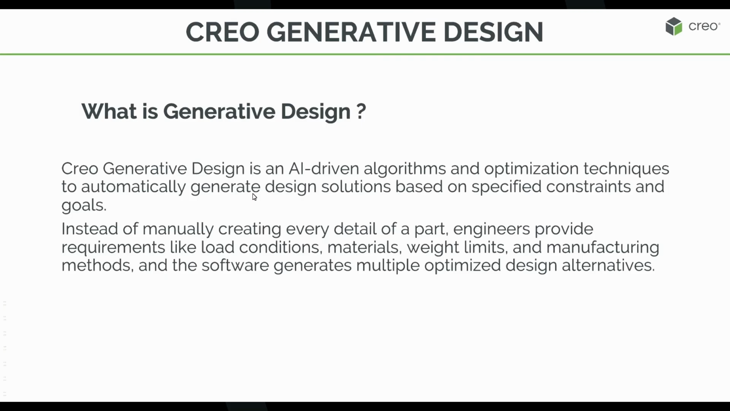Creo generative design is an AI-driven algorithm and optimization technique to automatically generate design solutions based on specific constraints and goals. Instead of manually creating every detail of a part, engineers provide requirements like load conditions, the materials that you want to use, the weight limits, and the manufacturing methods, whether it's going to be 3D printed or CNC machined on a 3-axis or a 5-axis machine. You can specify that, and the software generates multiple optimized design alternatives, which is also really nice. And I'm hoping to show you a short video about this.